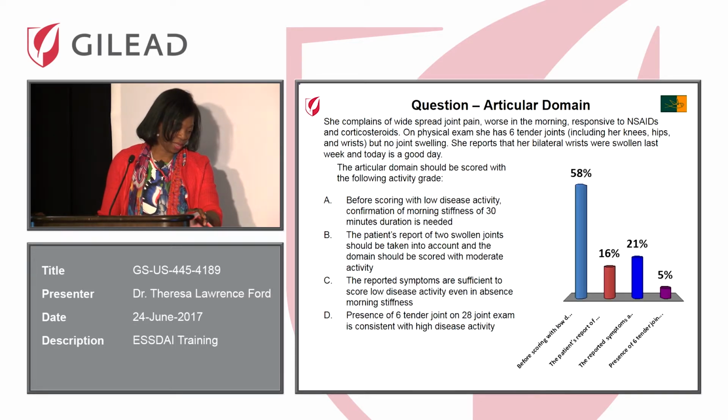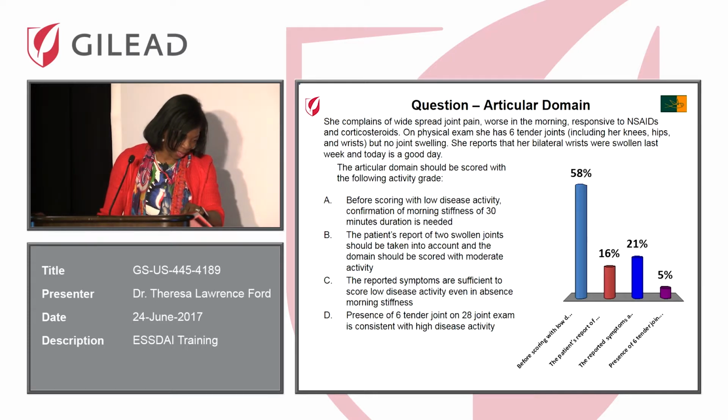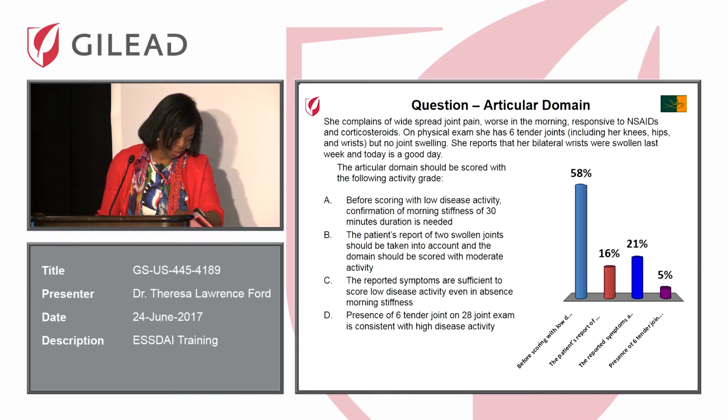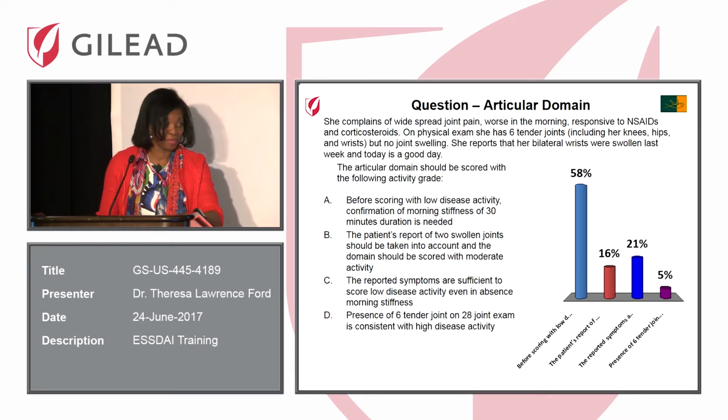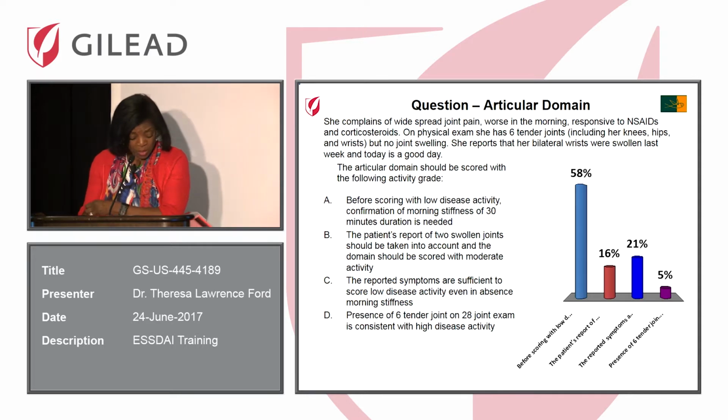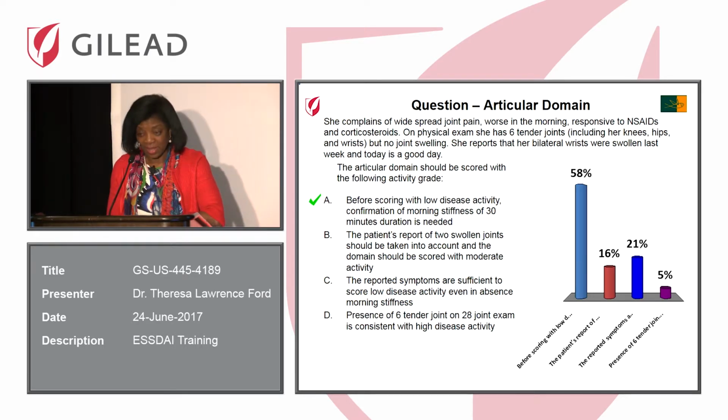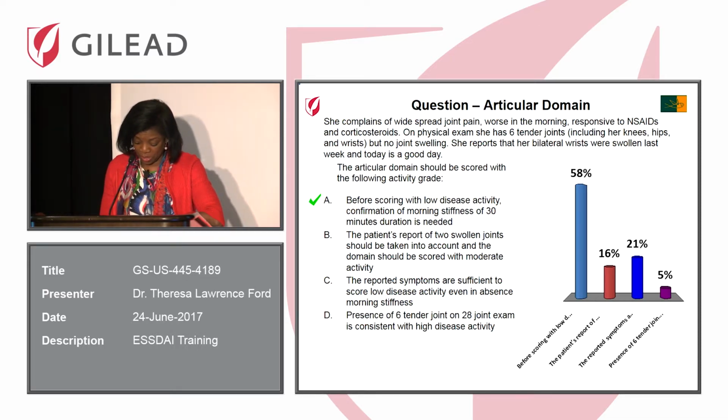Okay, let's see how we did. Okay, pretty good. 58% had A, before scoring. Does anyone just want to shout out why that is? What's the caveat there that puts you in that category? She has no joint swelling. And even more so, what's the one thing you have to have? The morning stiffness, and it has to be confirmed. They have to tell you that there is morning stiffness there.